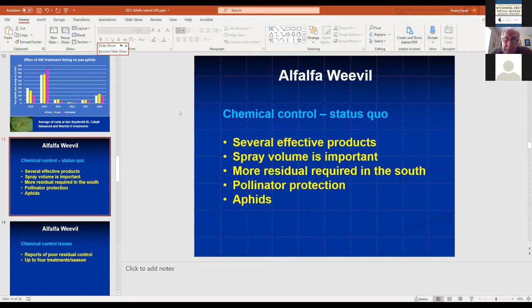We generally recommend using higher rates in the southern part of the state, and that has to do with the period of time between when alfalfa weevil reach treatable levels, and then the time that the crop can be harvested. That interval is longer in the southern part of our state. Pollinator protection is important. And then you always have to keep in mind that if you do treat for alfalfa weevils, you will most likely have some level of aphid outbreak following. Well, that's, I think, no longer the status quo for us.